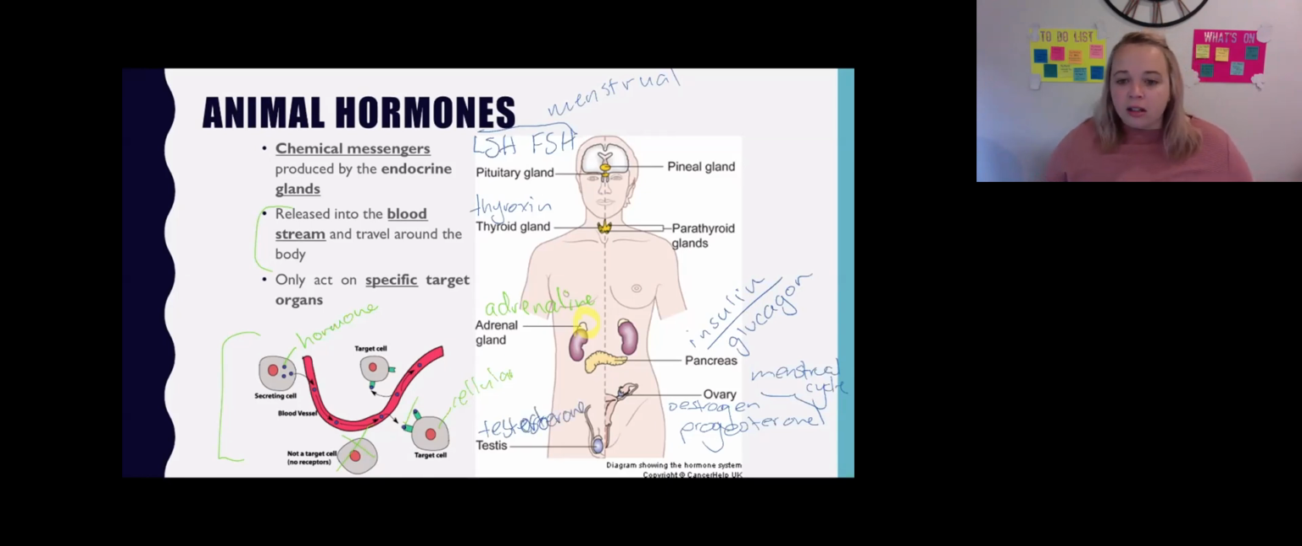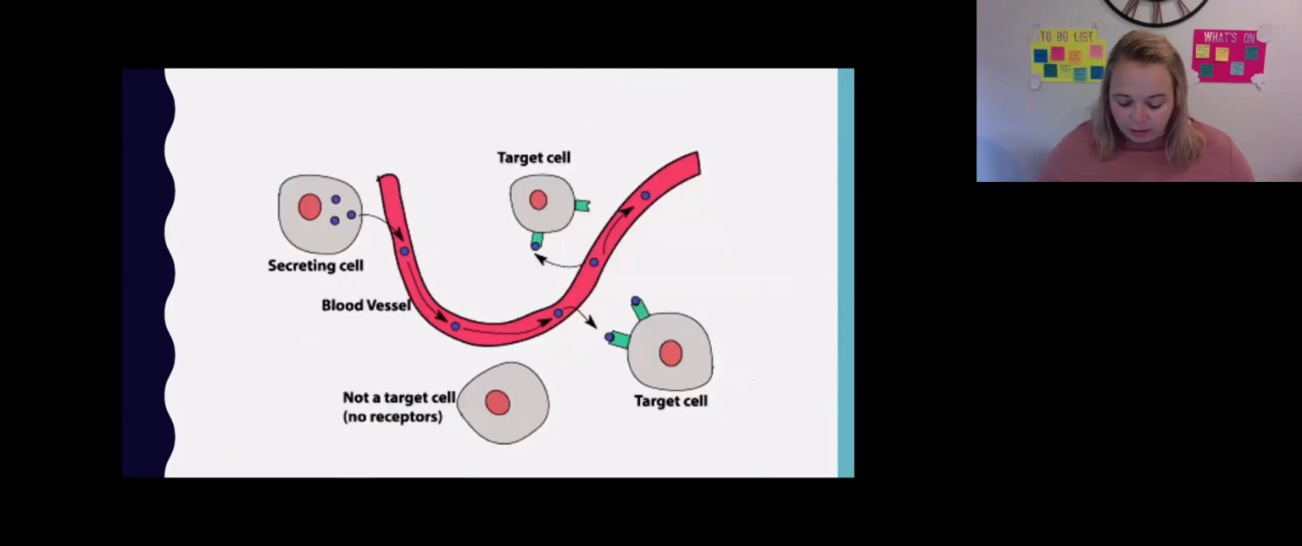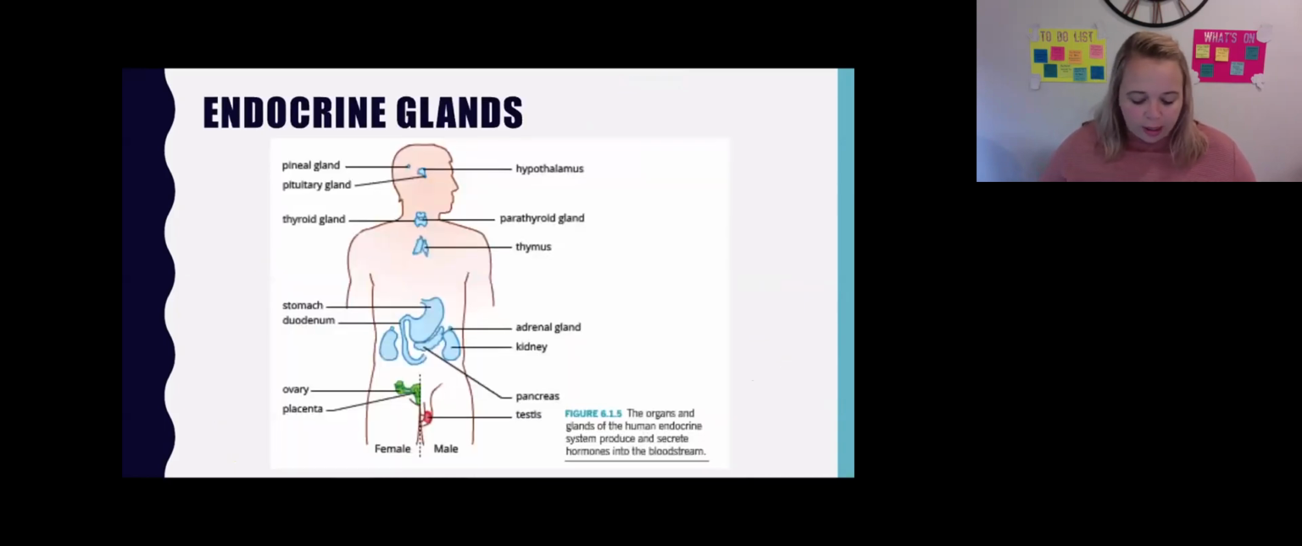So lots and lots of different hormones, and they're produced in different parts of the body, and they're released into your bloodstream, and they act on different cells. So here's just another example. Here's some more glands for you to look at.